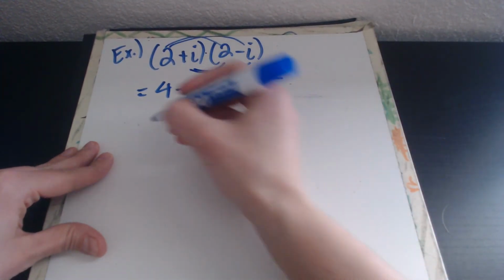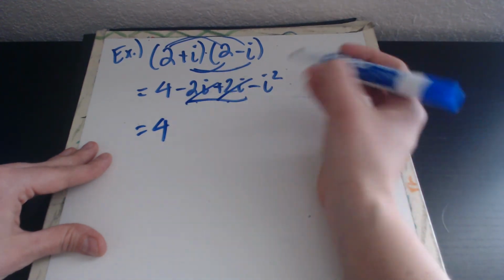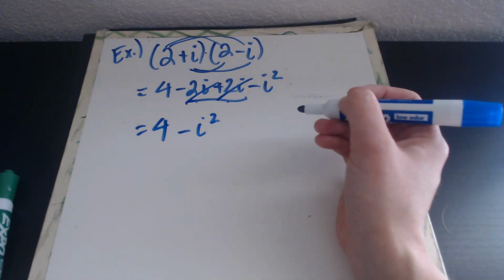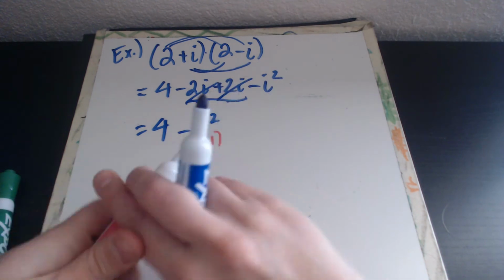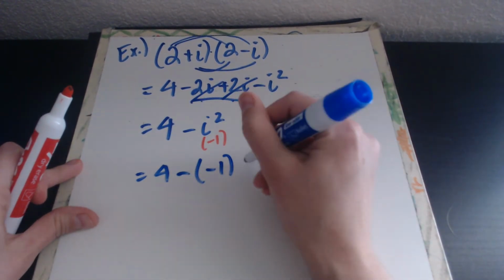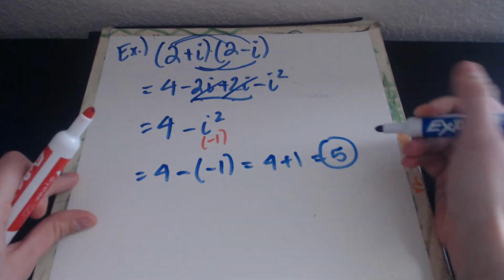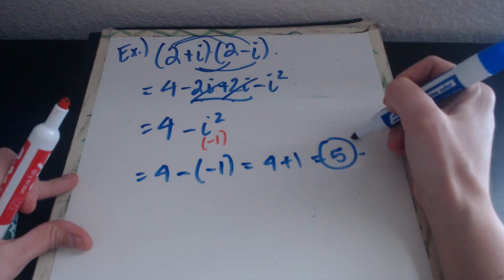Okay, same thing here. We combine those like terms. Well, this is negative 2i plus 2i, so those actually go away. And so I'm just left with 4 minus i squared, but i squared is equal to negative 1. So this becomes 4 minus a negative 1, which is going to turn into 4 plus 1, which is equal to 5. So notice here that my answer is a real number. I multiplied two complex numbers, but I got a real number.